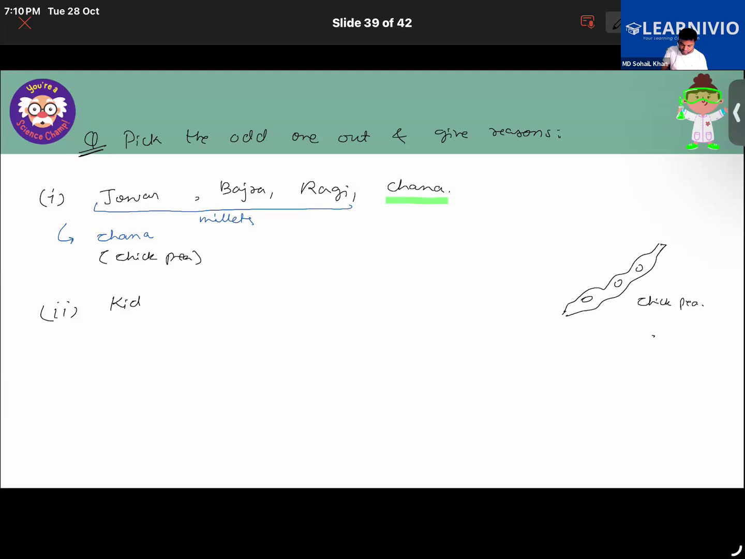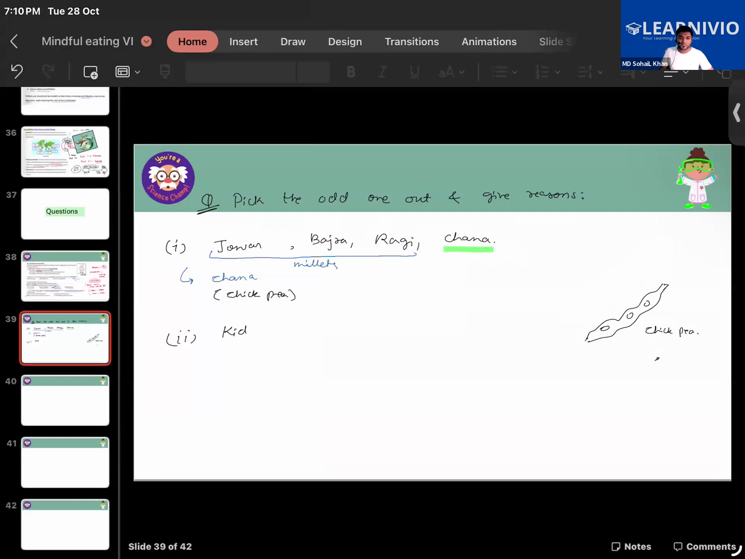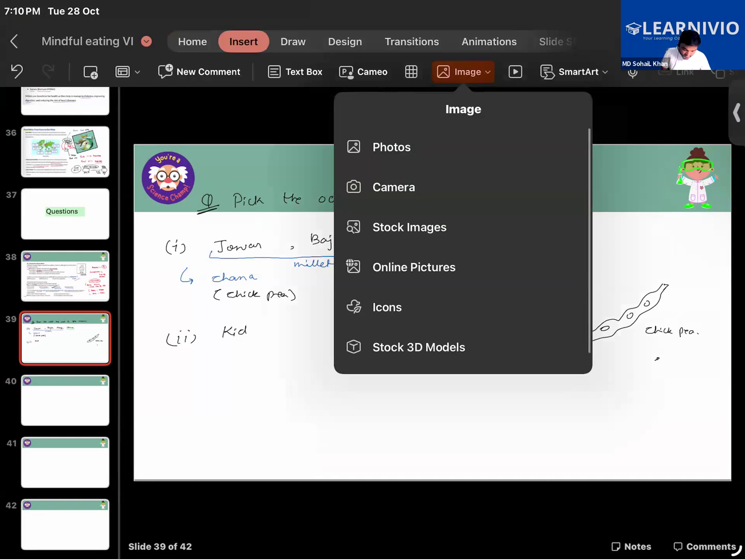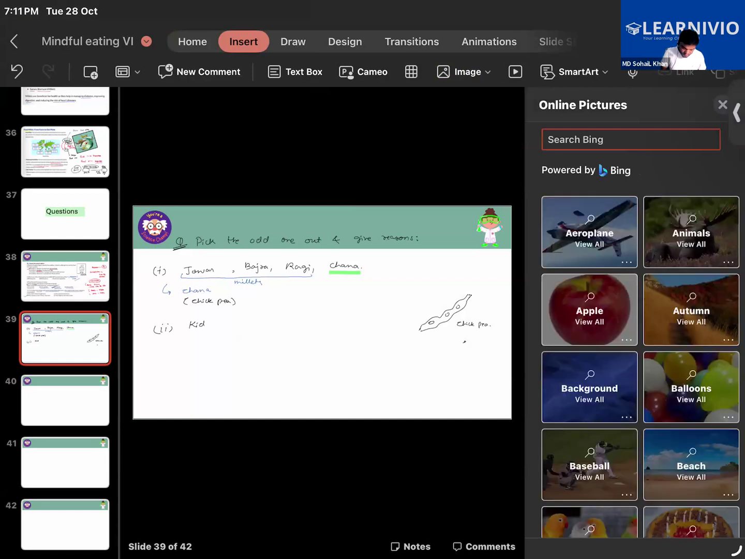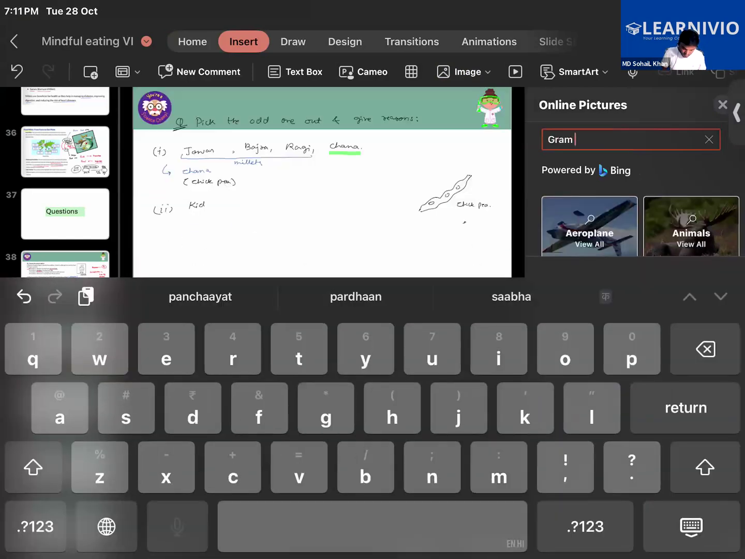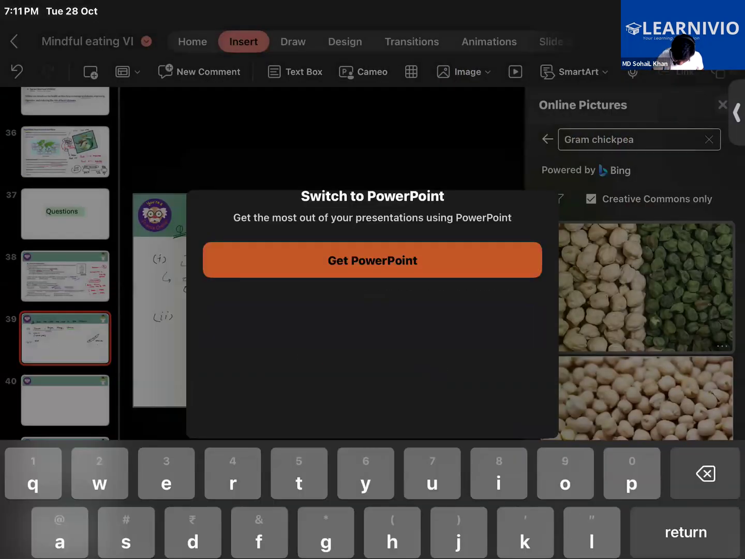Now when you talk about the chana, if you have ever seen how the chanas, how the gram is grown, you will find that it is actually in a pod. Let me show you the image. Yeah, I have seen that. Oh, that's good.